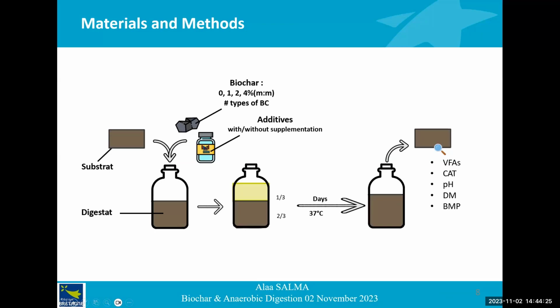So the substrate here is the digestate that is put in the anaerobic bottle with or without biochar, with different concentrations and different types. Also, we have tested some additives or trace elements. After a few days, the quality parameters of the digestate are tested, such as volatile fatty acids, complete alkalimetric titer, pH, dry matter, and the biomethane potential. Moving to the next slide.